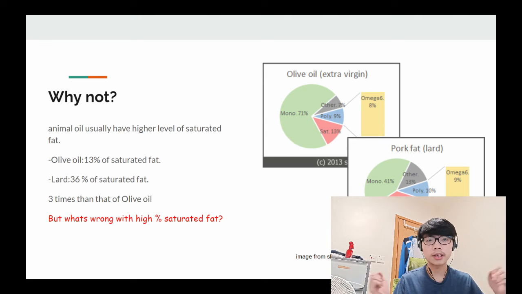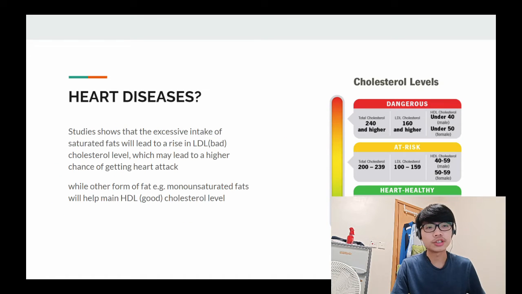But why is using animal fat an issue? Studies show that animal oil usually contains a higher level of saturated fat. You can see that lard contains 36% saturated fat, while olive oil contains only a third of that. But what's wrong with a high percentage of saturated fat? The answer is, it may give you heart disease.